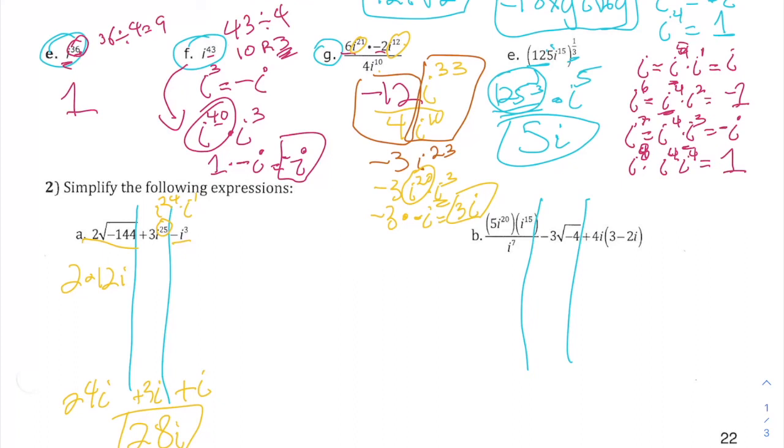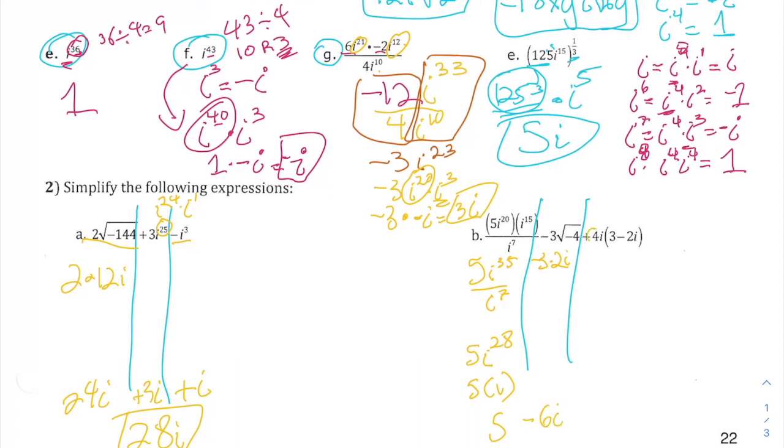Okay, over here, again looking at it individually, let's use our exponent rules. So it's 5i to the 20th times i to the 15th, so that's 5i to the 35th over i to the 7th. And then i to the 35th divided by i to the 7th, that's 35 minus 7, so that's 5i to the 28th. And 28 is a multiple of 4, so this is just 5 times 1, which is just 5. Okay, over here it's negative 3 times the square root of negative 4, so that's negative 3 times 2i, which is minus 6i.